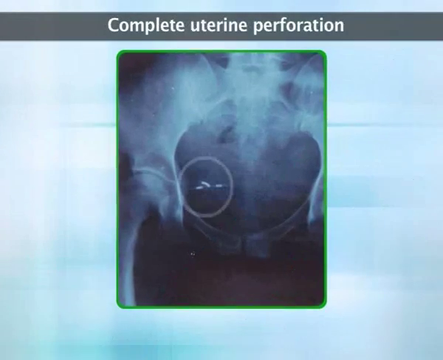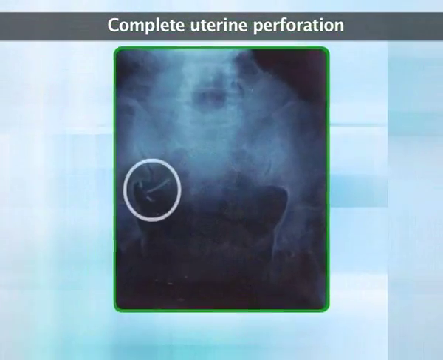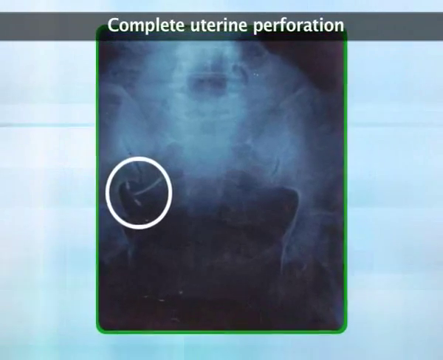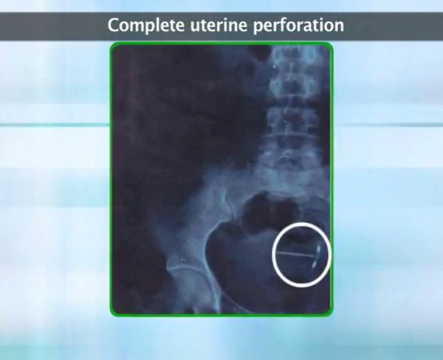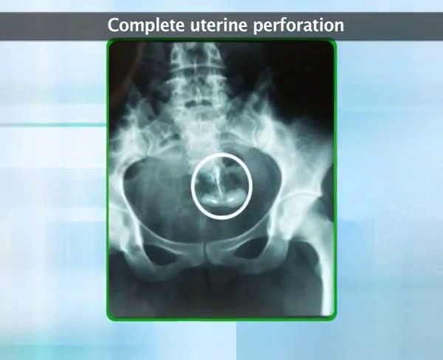If the X-ray finding confirms that the IUD is outside the uterus in the abdominal cavity, it is a case of complete uterine perforation. In such cases, the client must be counselled, hospitalized, and the IUD removed by an experienced service provider. This should be done through laparoscopy under local or general anesthesia.